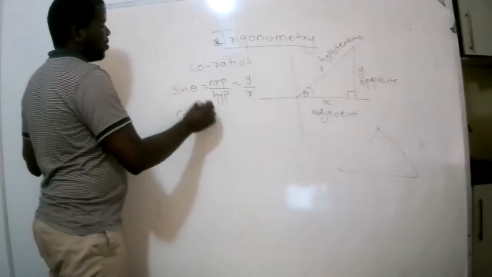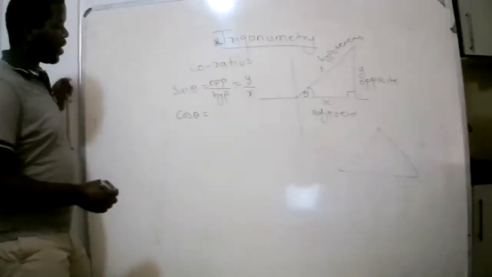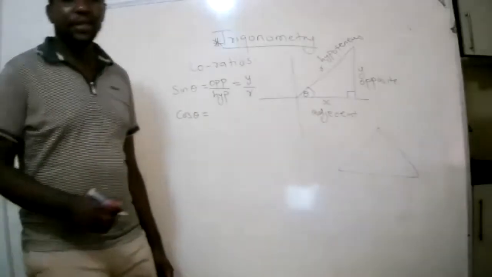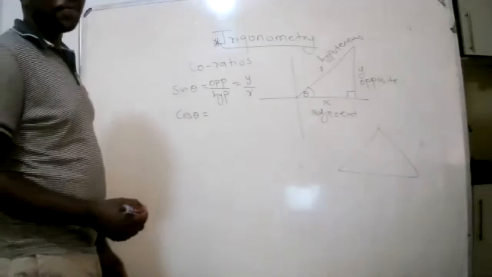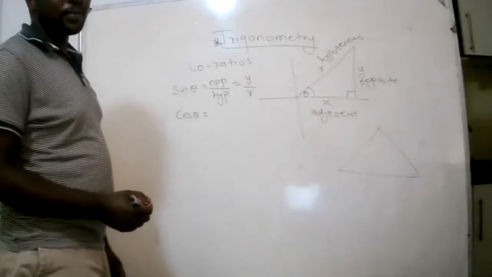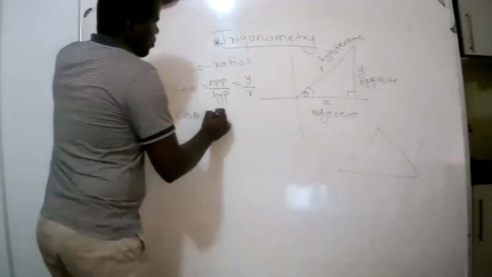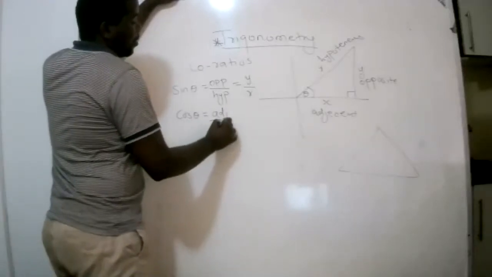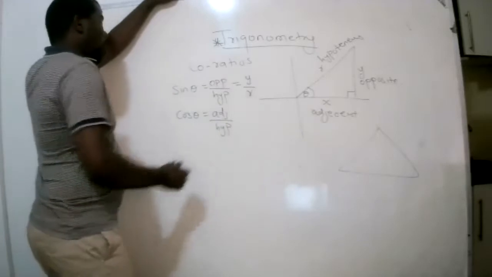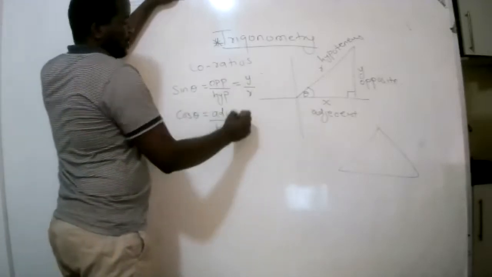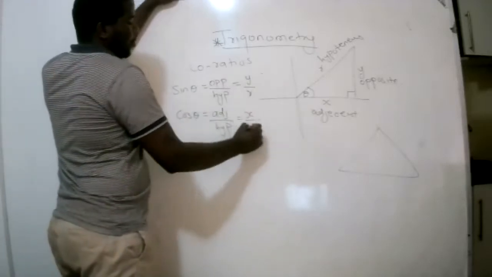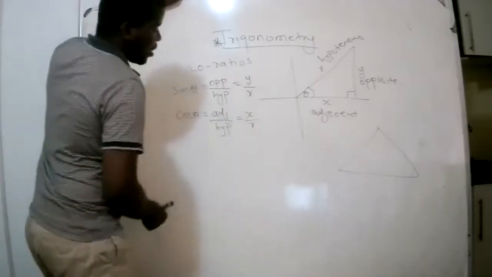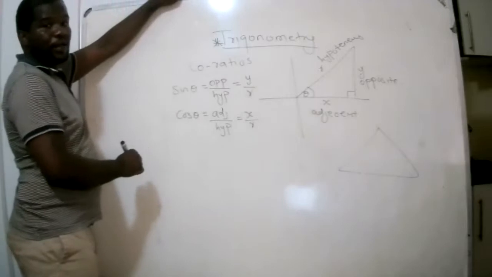Let me just find out if you know what is going to be the ratio of cos theta. Adjacent over hypotenuse. Well done. That's very true. In this case, adjacent is indicated by x, and the hypotenuse is indicated by r. Cos theta is equal to x over r.